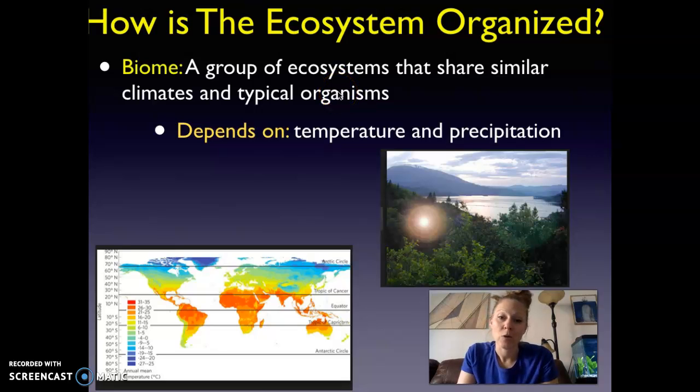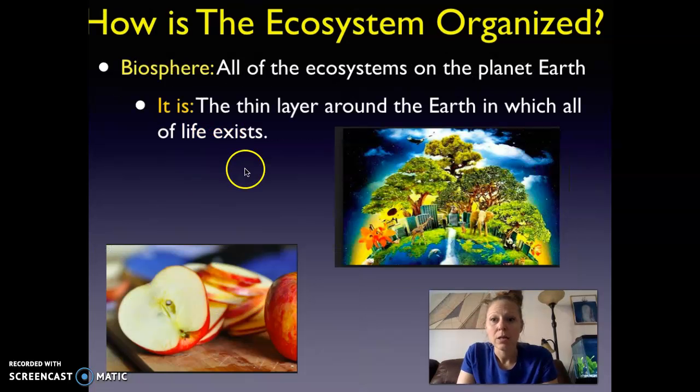And so we have aquatic biomes, so we have marine and lake biomes and river biomes, but then we also have terrestrial biomes like deserts and taigas and grasslands. So what lives in an area is determined by the temperature and the precipitation, and that is what determines our biomes.